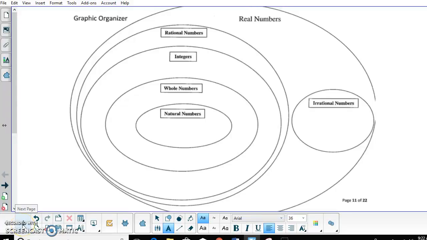Good morning. Rational and irrational numbers are a little bit tricky. And so we're going to look at a graphic organizer, and each one of you has this graphic organizer that you can look at. Before we get started, though, let's review what some of these numbers mean.